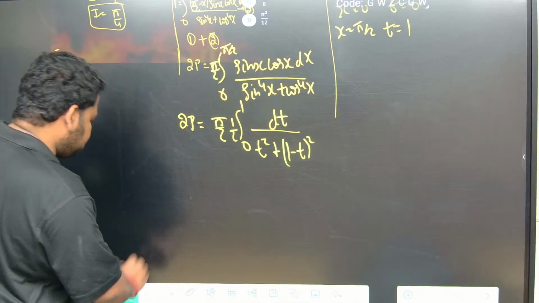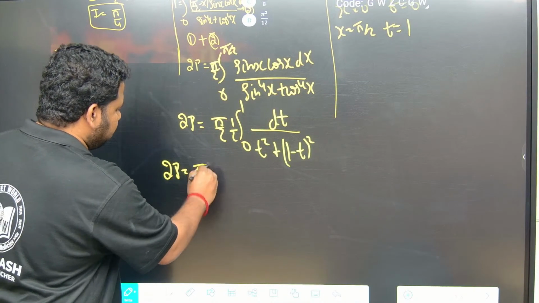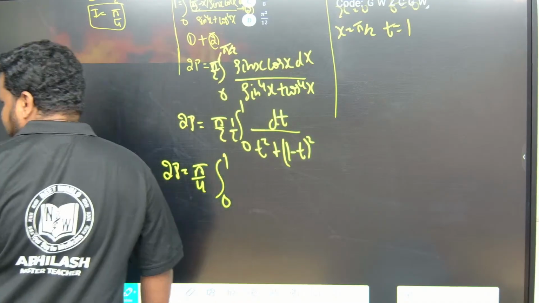Further, on simplifying this, what will I get? See here, this will become 2p is equal to pi by 4 times the integral from 0 to 1.